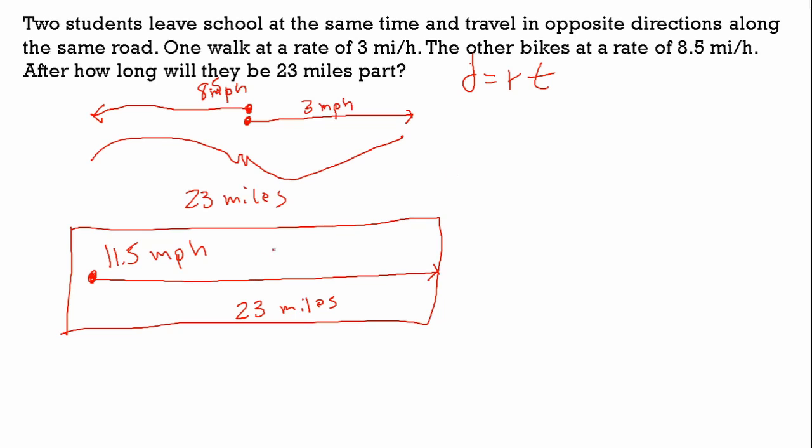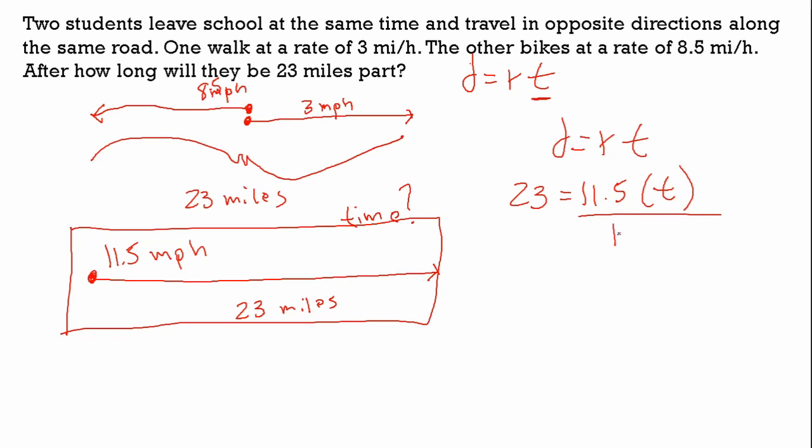So now with that done, this actually becomes a very easy problem. Again, we're solving for time, how long. So we know t is going to be our unknown variable. Let's go ahead and rewrite this. Distance equals rate times time. Distance is 23 miles. That was given. The rate is the combined rate of 11.5 miles per hour. Time is unknown. So now we're just solving for t.